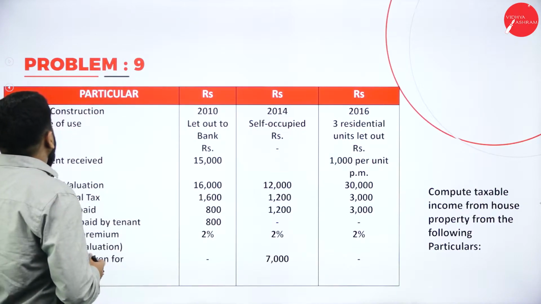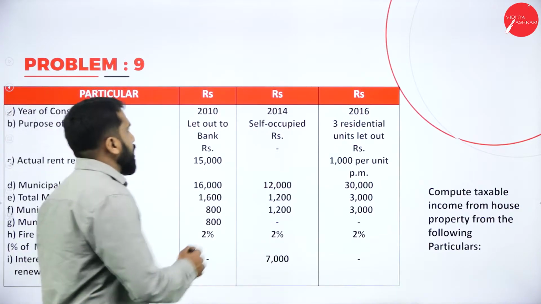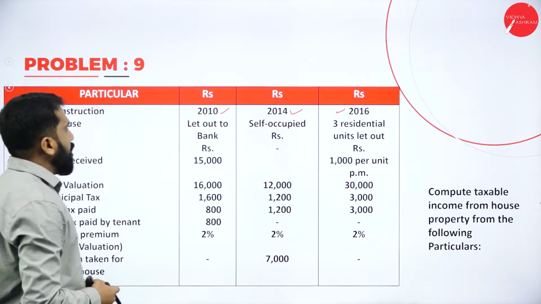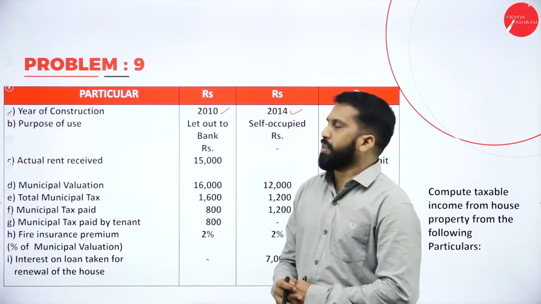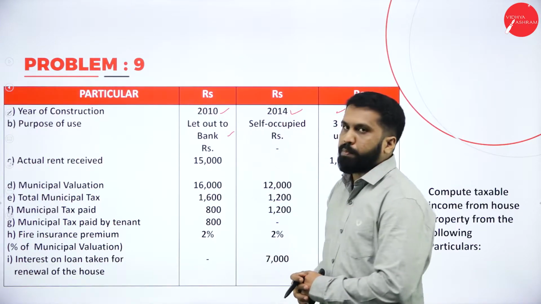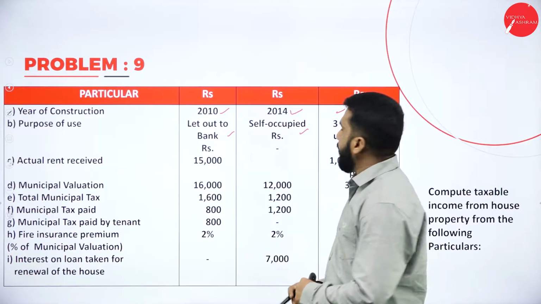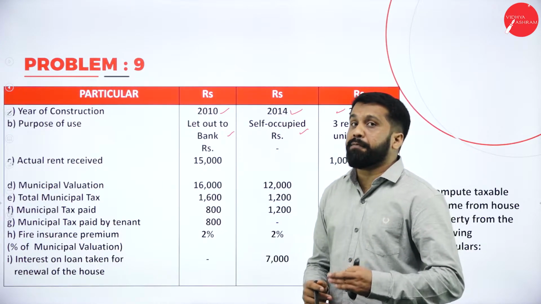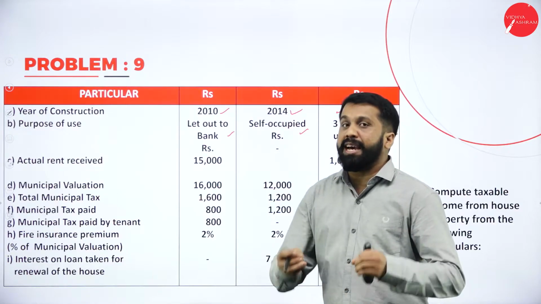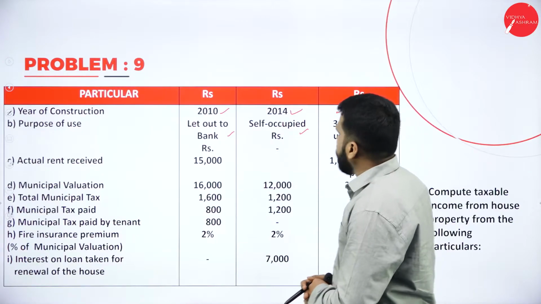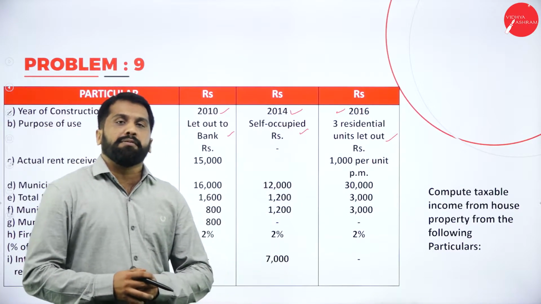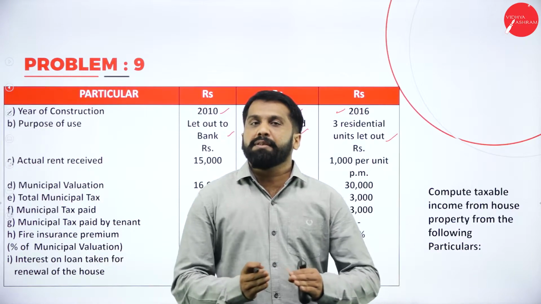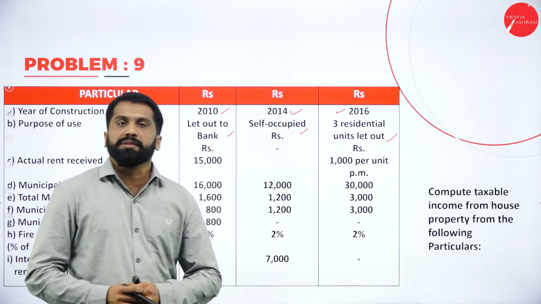In this, the years of construction given are 2010, 2014 and 2016. Then the purpose of use, for what purpose these properties are used: this one is let out to a bank, this is self-occupied, and this is for residential purpose. Let out means given for rent. Self-occupied means they are only occupied. And the three are residential units let out. Let out can be for commercial or for residential. Residential is also taxable. Even let out for a bank or commercial purpose is also taxable.